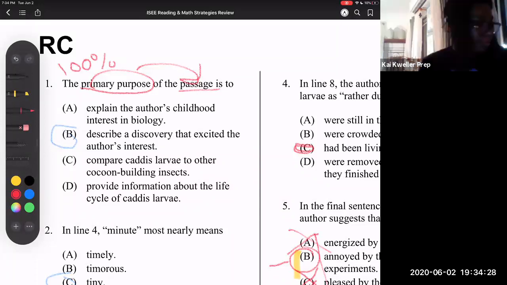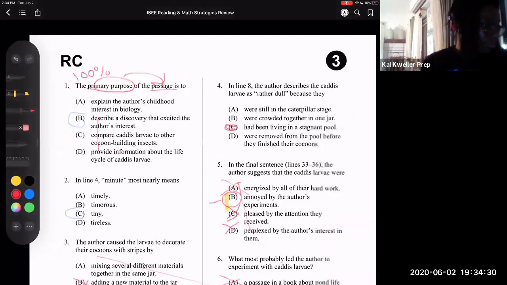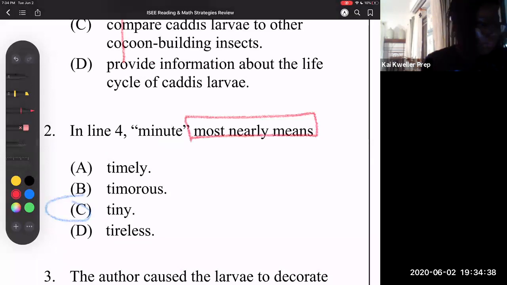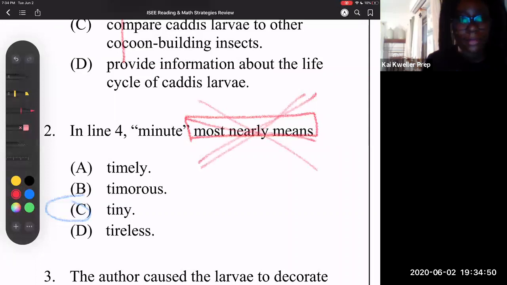Ready? In line 4, minute, you see where it says most nearly means? They're trying to trap you. You don't need it to be most nearly means. Put it down, cross it out, stab it, kill it, bye. Peace out, bye. Crush it like a bug, Kai. Get rid of most nearly means. Okay, you see where it says most nearly means? Cross it out and put 100% says. You see what it says?